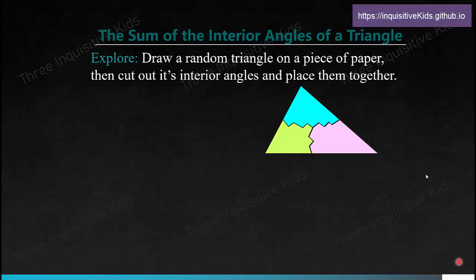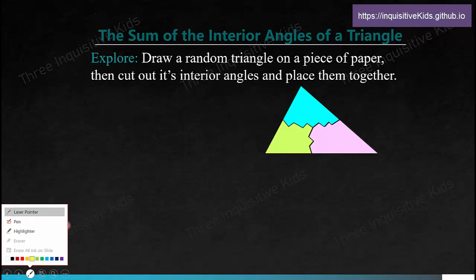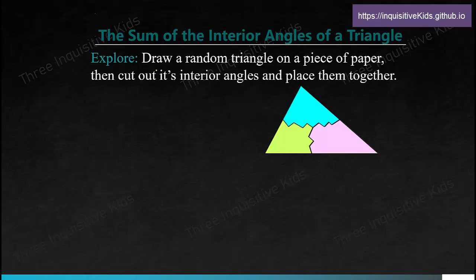The sum of the interior angles of a triangle. Explore: draw a random triangle on a piece of paper, then cut out its interior angles. Sorry, I keep mispronouncing that word. This has a false word right here, so instead of this, it's actually interior angles, and place them together.